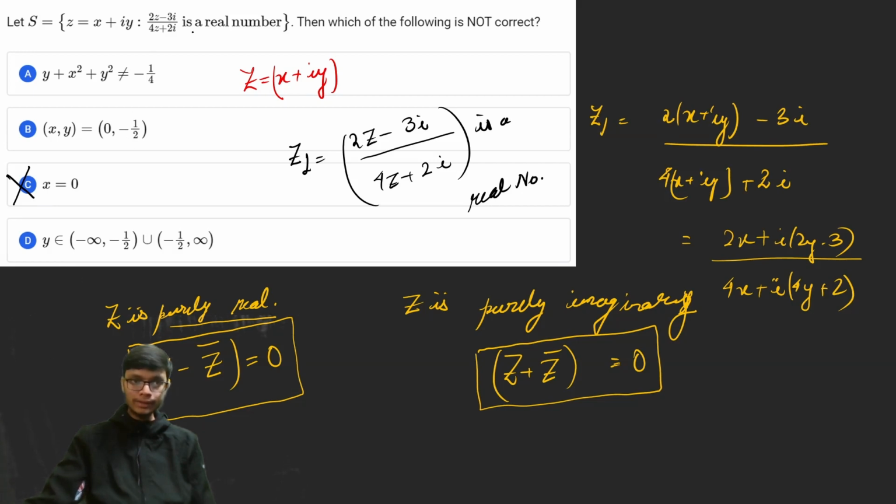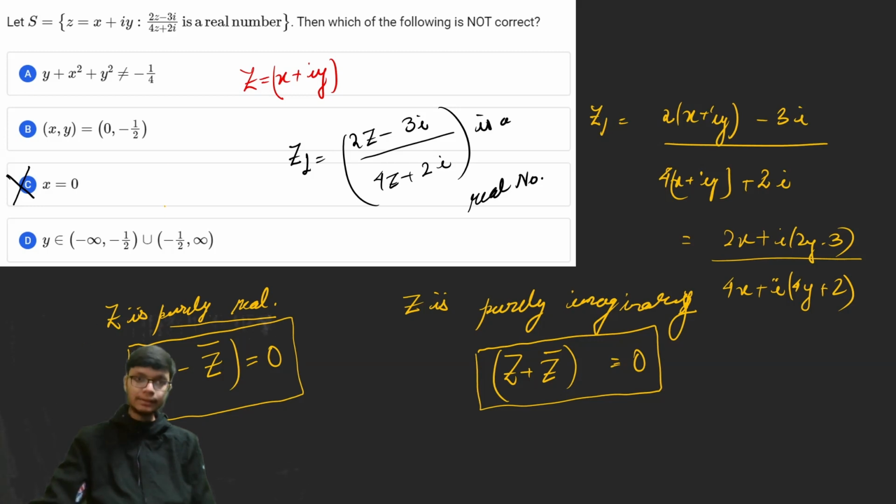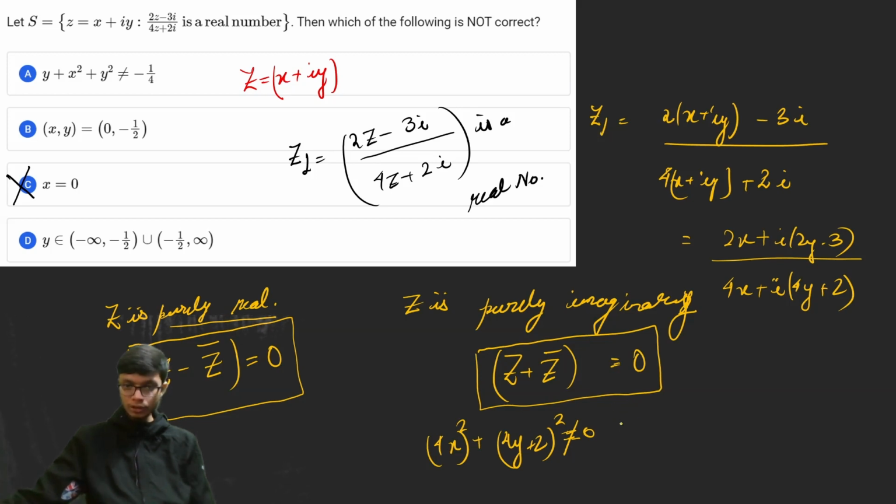Now again it is said in the problem that this particular number is a real number, and also the denominator cannot be 0. So if you look at the denominator portion, that is (4x square plus 4y plus 2) whole square is not equal to 0. This cannot be equal to 0 for this complex number to be real, or this division to be possible. And from here if you calculate this by putting x is equal to 0, you will find that y cannot be equal to minus half.